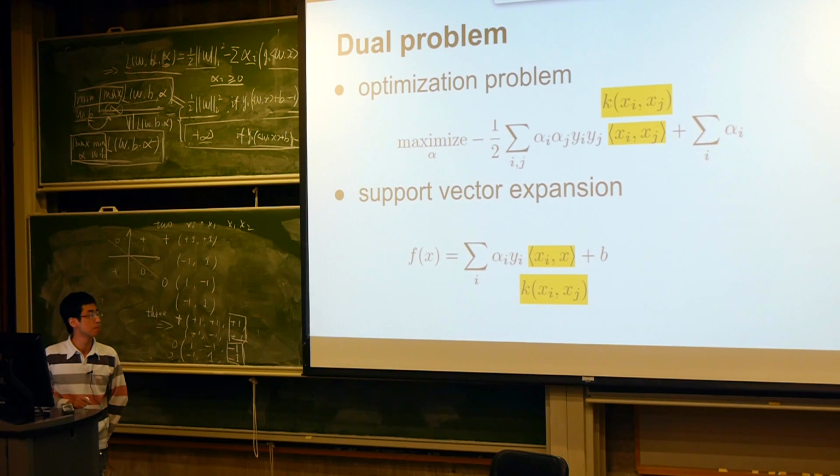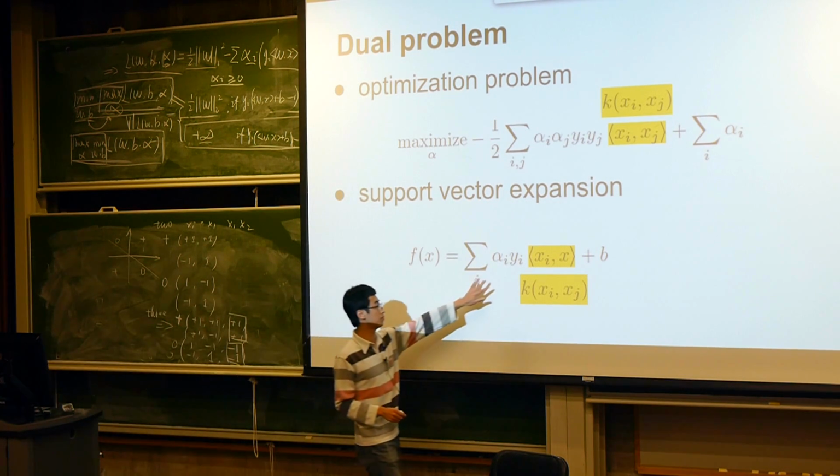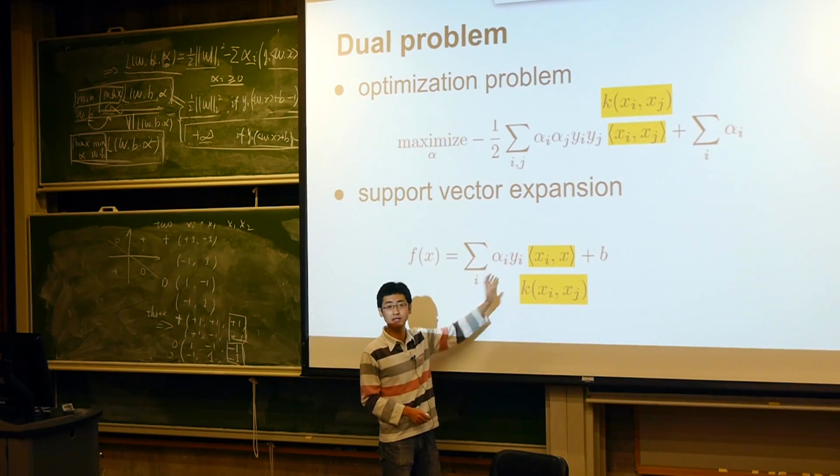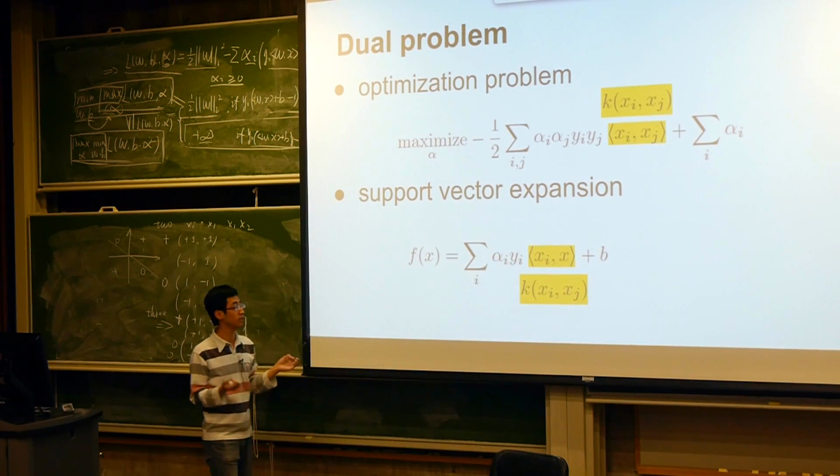Without this y argument, so why is there a y argument? I think you can merge these two, merge alpha i with yi. You can get another parameter. That's fine. Either way is okay.